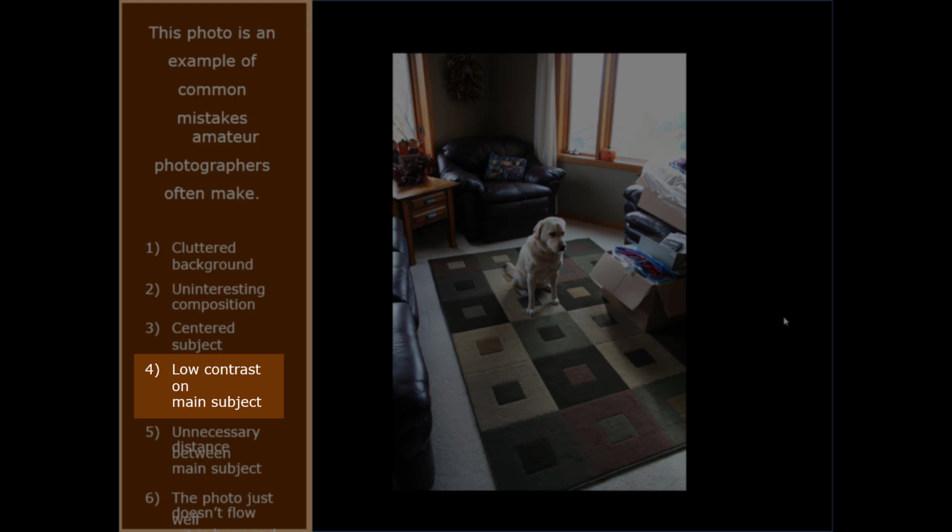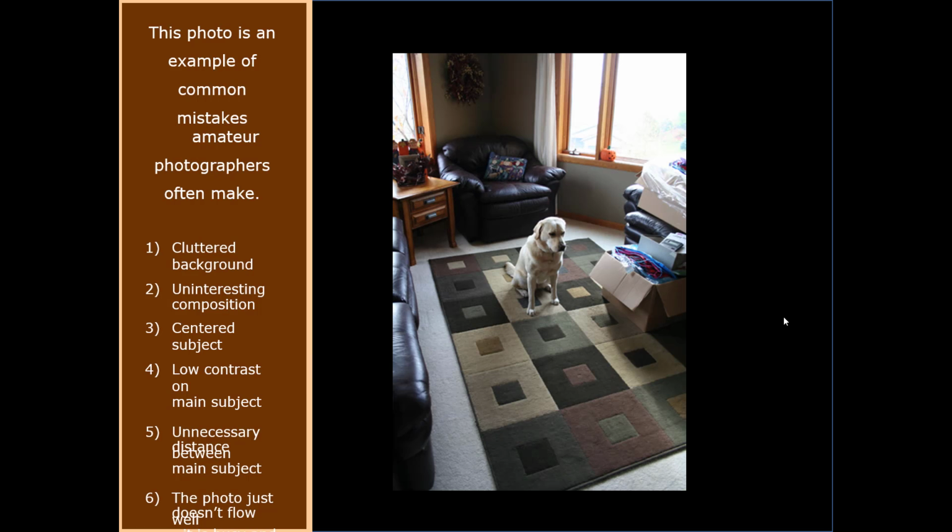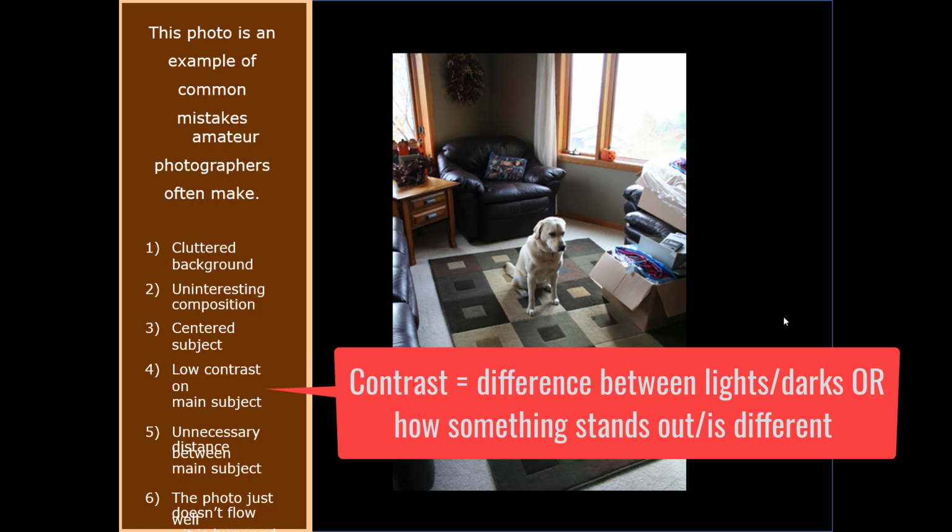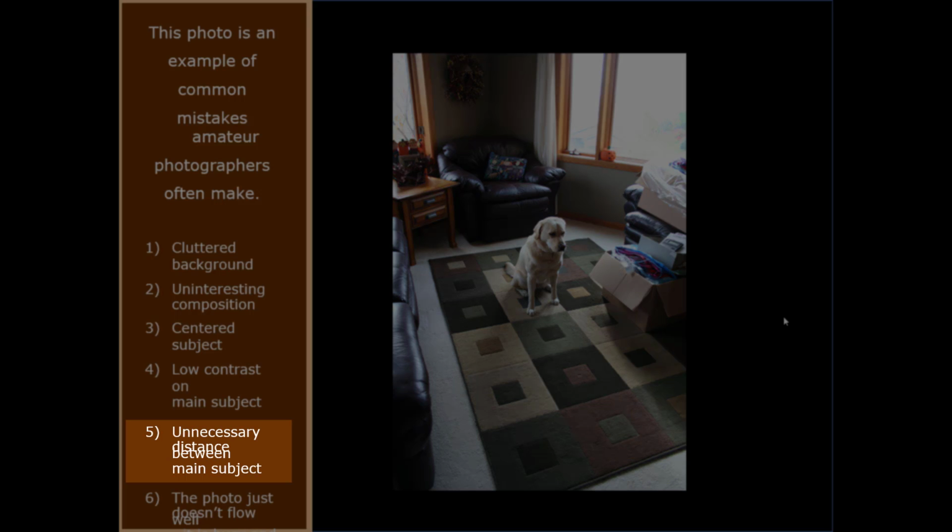The fourth thing says that there is low contrast on the main subject. Contrast is the difference between the darks and the lights in your picture, or making something stand out. So right now, the dog is blending into that cluttered background, and it's not really standing out from the background. Number 5 says there's unnecessary distance between the dog and the camera.